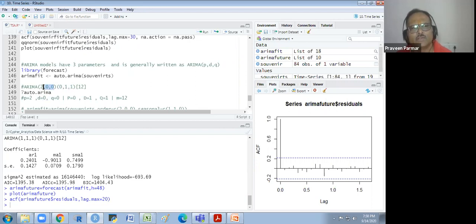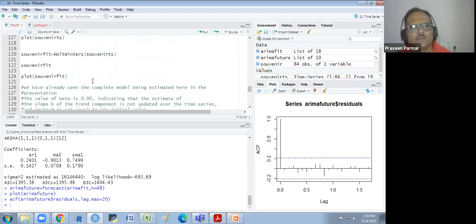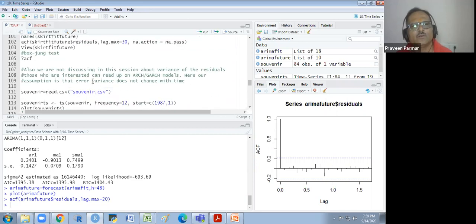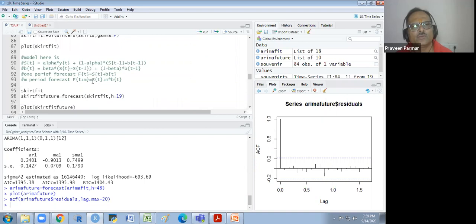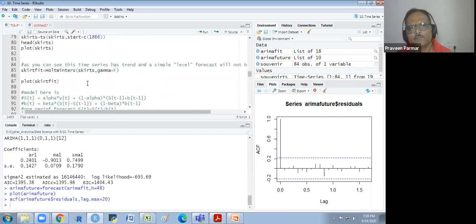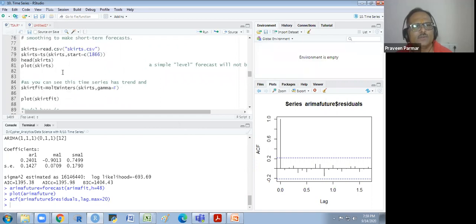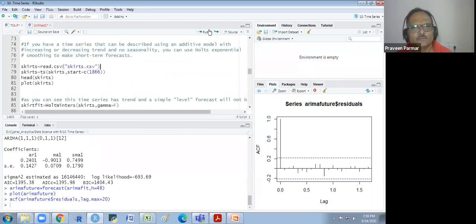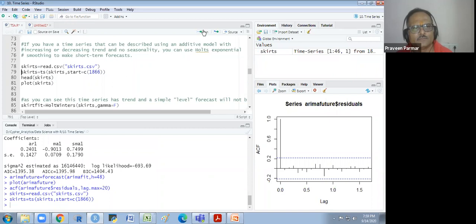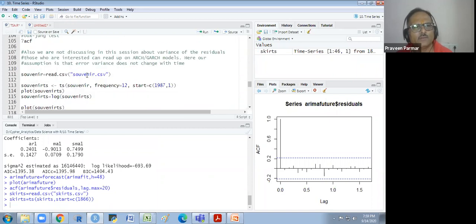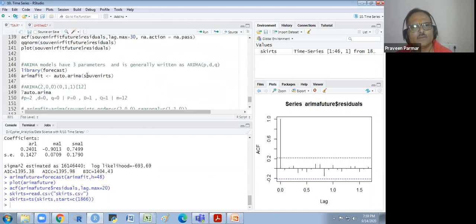And this is for the actual one. If I take one more model here, instead of souvenir I am taking skirts. There is no seasonality, so we see what happens here. Okay, so this is the TS, and I am taking this here in auto.arima.